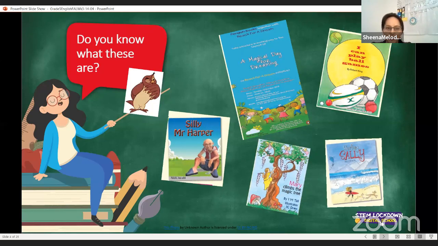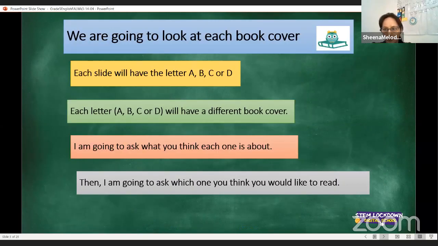Okay. So now we are going to look at each book cover. And I'm going to show them again to you. All right. So we're going to look at each cover, and I've put a letter beside each one. So we have A, B, C, or D. And each letter will go with a different book cover. You know which one you're talking about. So at least when you're writing things down, you can say, okay, A is this book, B is this book, C is this book, D is this book. And if I ask you which book you like or you'd like to read, at least you can say to me, I like book A, I like book B.